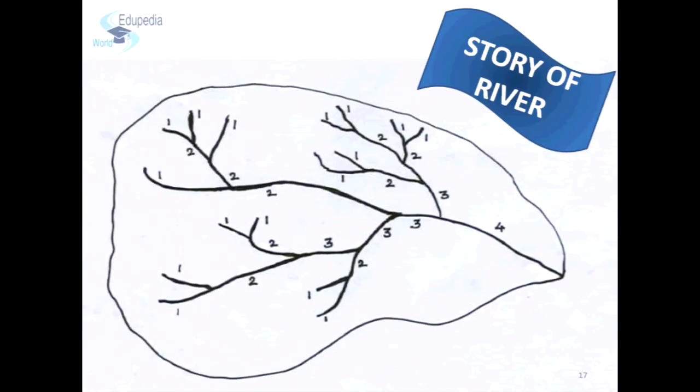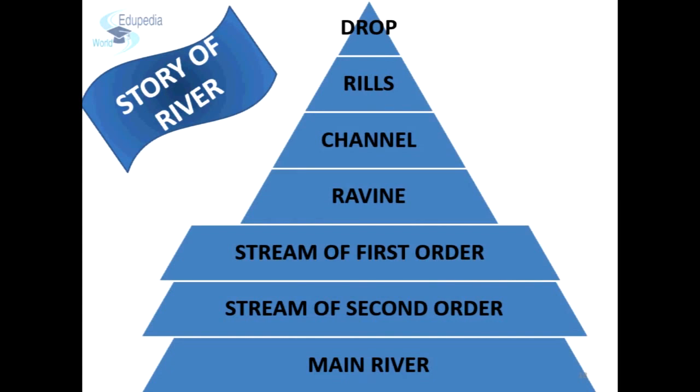Running water can move mountains and turn them into flat land. It is so powerful. Of course, it doesn't work at jet speed, but gradually does its work through hundreds of thousands of years. The story of river begins as a raindrop. Many small raindrops combine to form rills, which further combine to form channels. When channels combine, they are called ravines, which further combine to give rise to streams of first order. Here, the river begins to gain size. Streams further combine to form the main river.